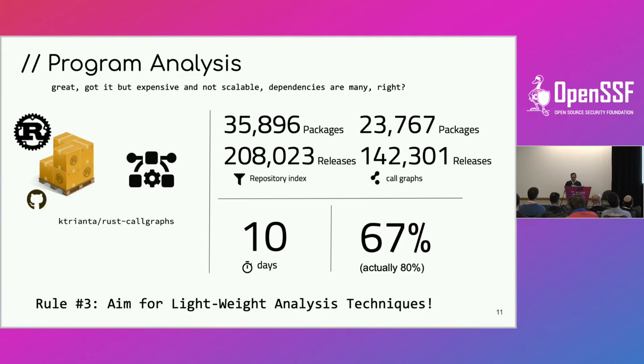I've also built call graphs for Java, and that I can do in a couple of seconds as well. So the general thing here is to try not to aim for complicated static analysis. Start with something very lightweight, for example using call graphs to understand a little bit of what's happening in dependencies and source code.